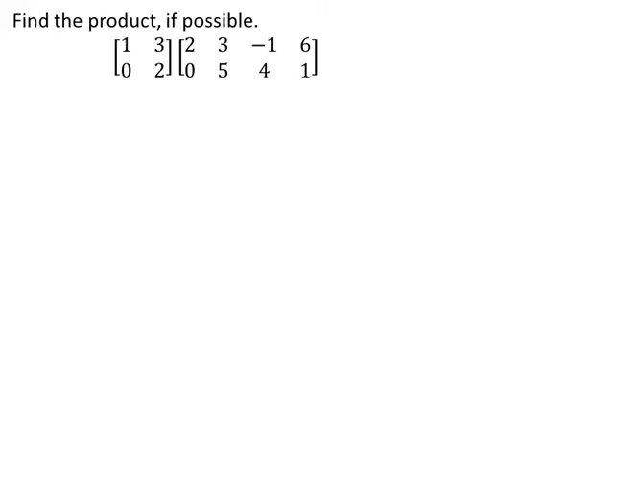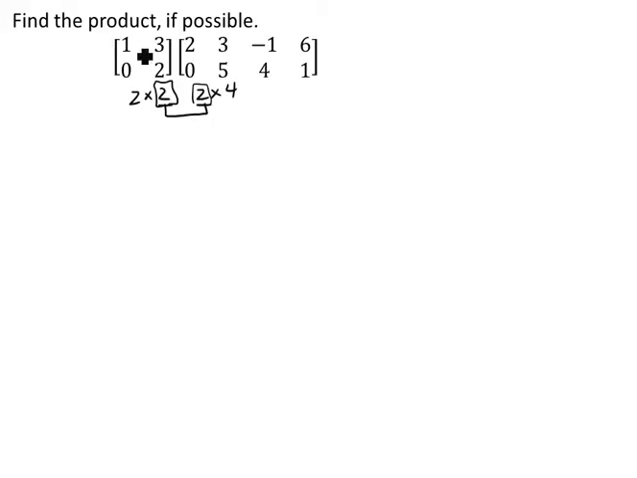Well, we first need to check if this multiplication is even possible, and we need to do that by looking at the size of each of these matrices. So our first matrix, we have 2 rows and 2 columns, so it's a 2 by 2 matrix. Our second matrix has 2 rows and 4 columns, so it's a 2 by 4 matrix. In order for the multiplication to be possible, these inside dimensions here need to be the same, and so they're both 2 this time, and that means that we can in fact go ahead and find this product.